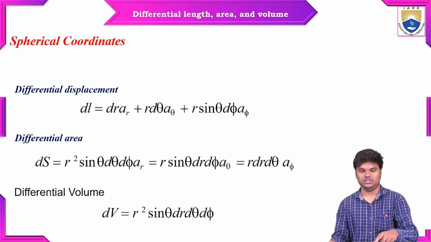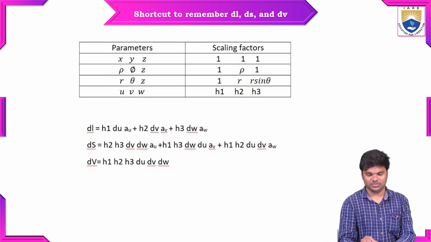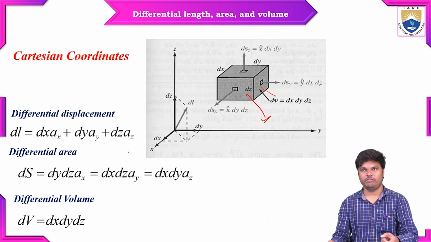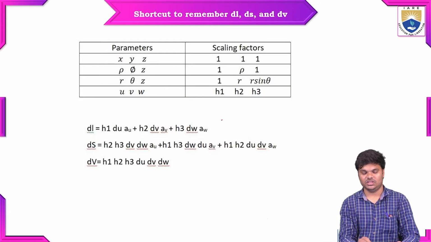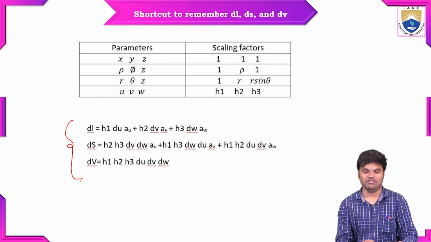These are the equations in spherical coordinates. So it can be easily found out from the shortcut also. See, instead of remembering 9 equations here, if you know the scaling factors, then you can use these formulas to find out dl, ds, and dv.